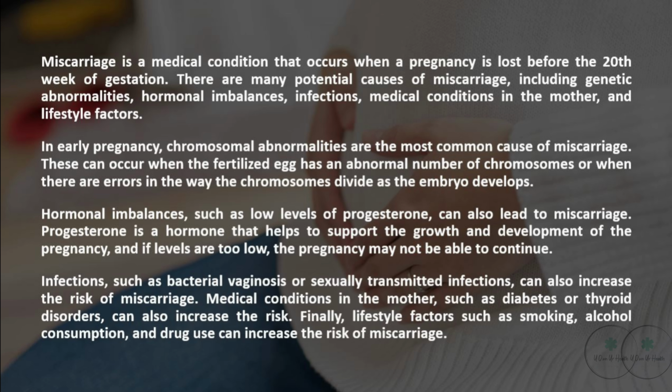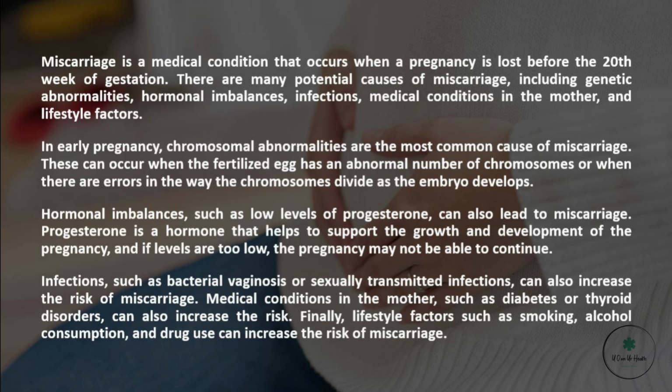What is miscarriage? Miscarriage is a medical condition that occurs when a pregnancy is lost before the 20th week of gestation. There are many potential causes of miscarriage, including genetic abnormalities, hormonal imbalances, infections, medical conditions in the mother, and lifestyle factors. In early pregnancy, chromosomal abnormalities are the most common cause of miscarriage. These can occur when the fertilized egg has an abnormal number of chromosomes or when there are errors in the way the chromosomes divide as the embryo develops.